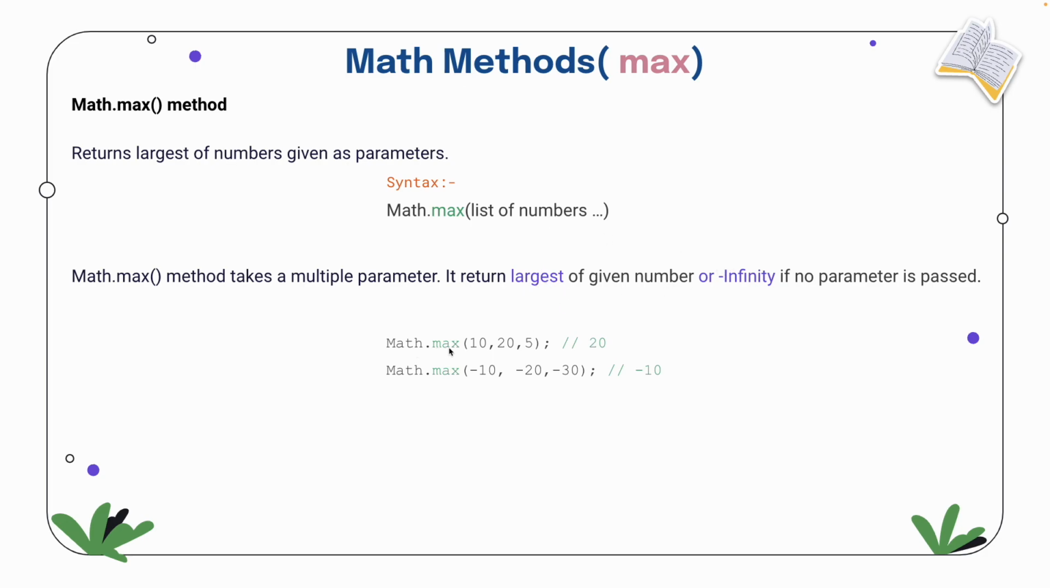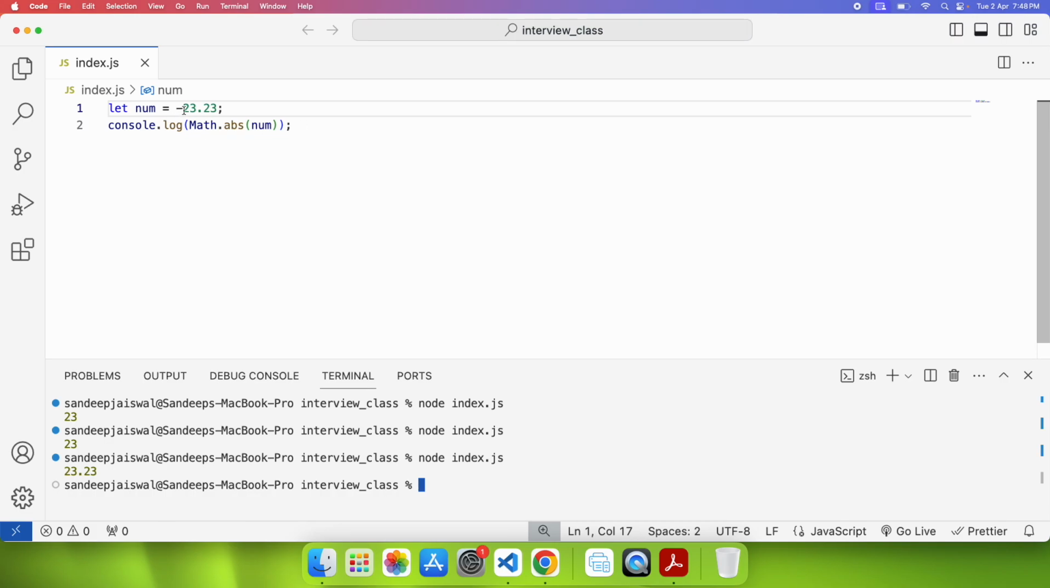So let's see, Math.max of 10, 25, 20. Among these, which is the largest? 25. Here with negatives, in positive numbers the higher number is highest, but in negative numbers the higher number is lowest. That's why minus 10 is greater than minus 20, and minus 20 is greater than minus 30, because when it gets negation, it becomes very small. So the maximum value is minus 10. Let's try it out.